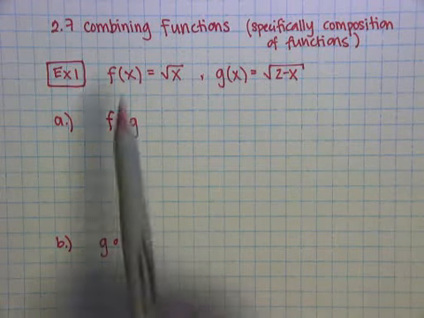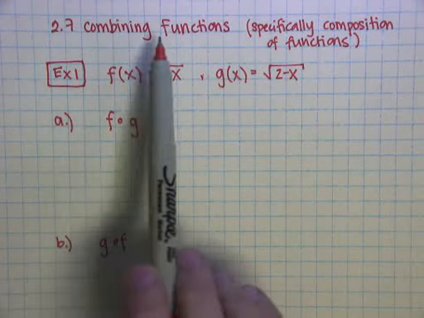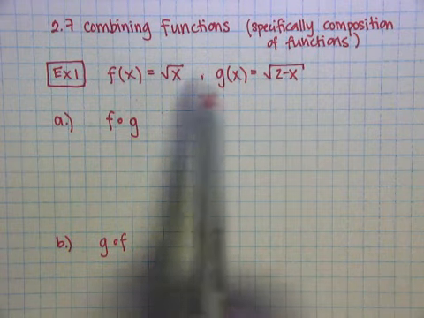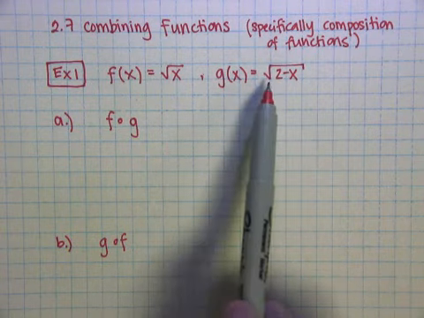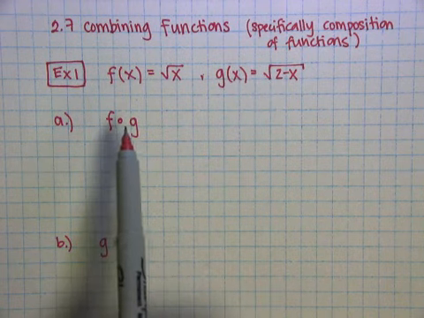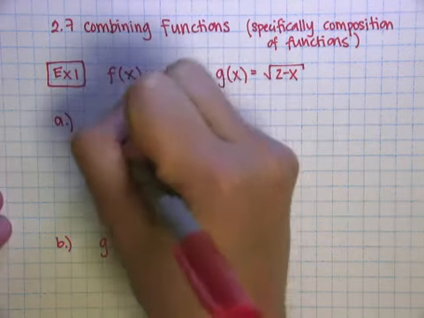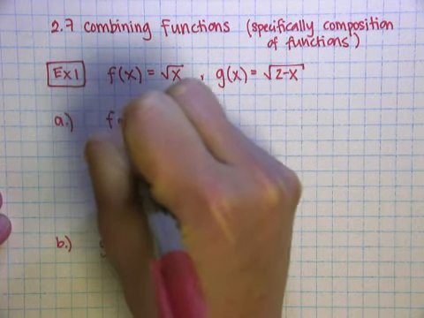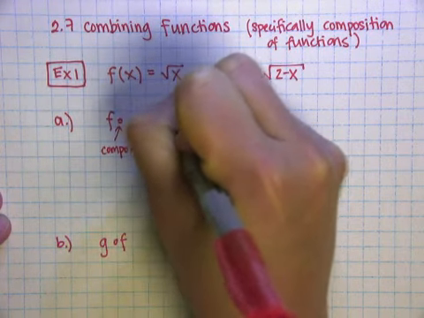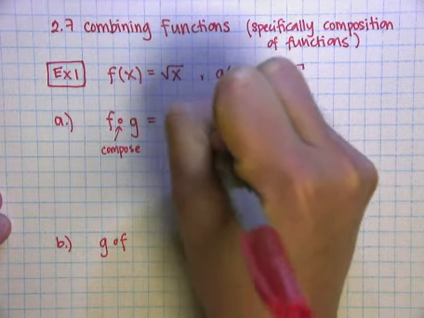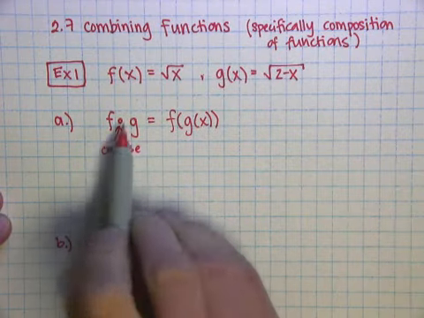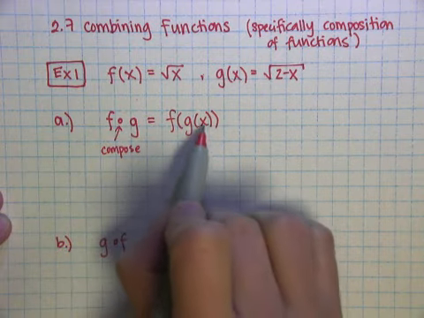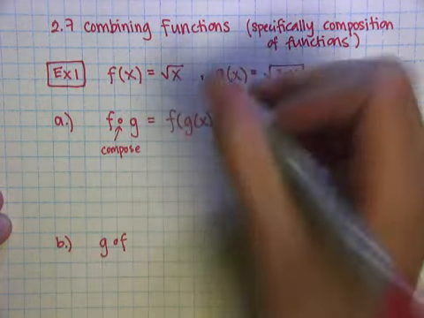Hi Precalc. So today we're talking about combining functions, and specifically these notes are going to be on composition of functions. If you're given two functions like f and g here, and you see f and then that little circle and g, this little circle here means compose. And what that really means to do is to plug g into f. So this is f of g of x. Okay? Make sure you have your x in there when you're doing problems like this.